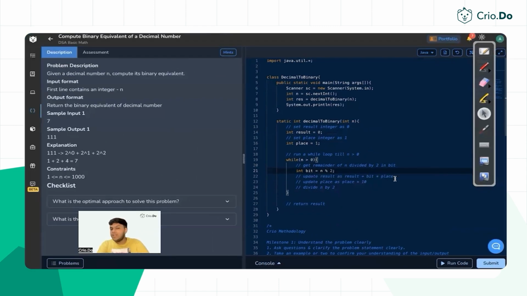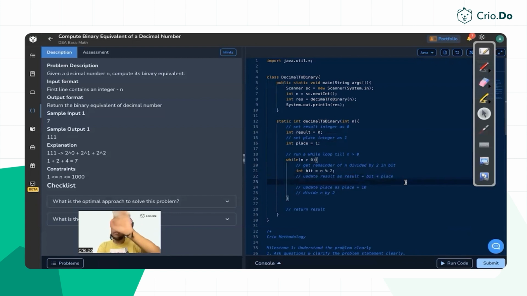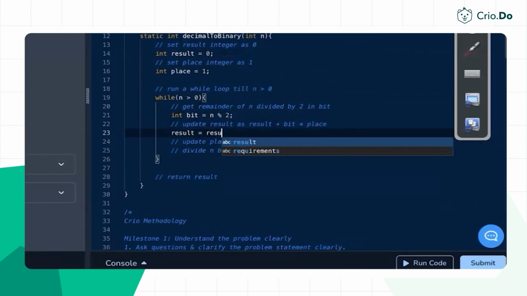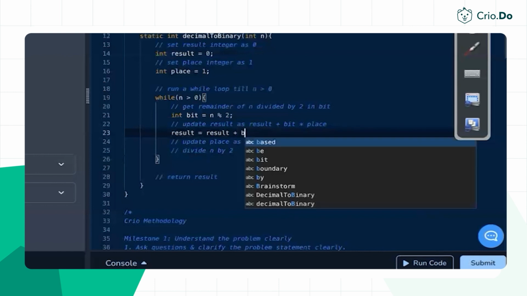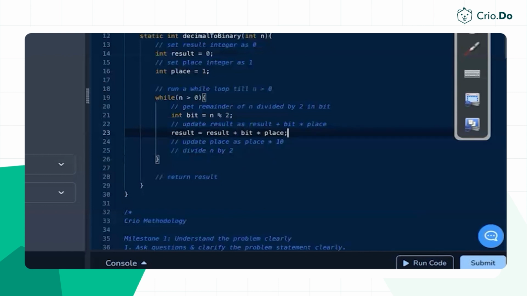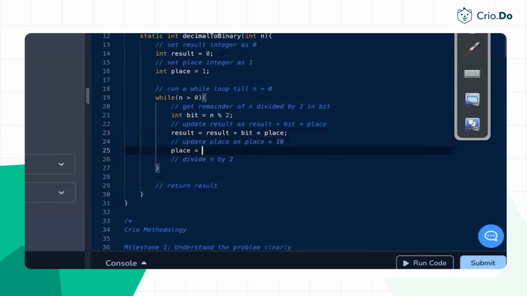What should we do with this new bit, either 0 or 1? Add it into the resultant, but on the front side. That's why we are using resultant plus bit into place value, not just simply resultant plus bit. Simple addition will not work. So update the resultant as the current resultant plus the new bit remainder into the corresponding place value, that is 1, 10, 100, and so on. And for the next time, place value will be 10 times the previous place value. That is, place value is equal to place value into 10.